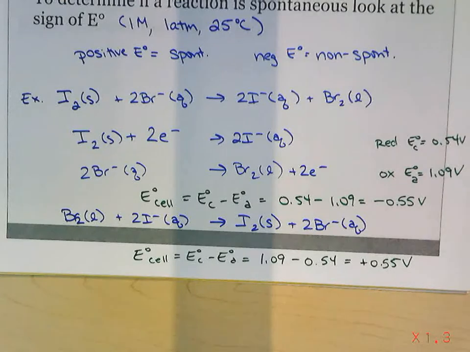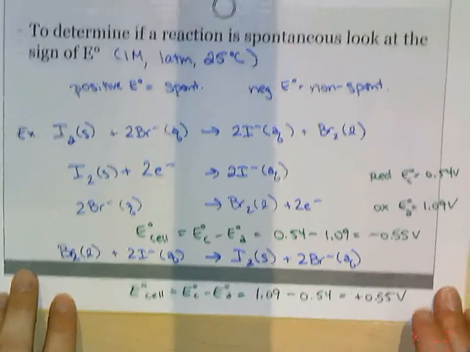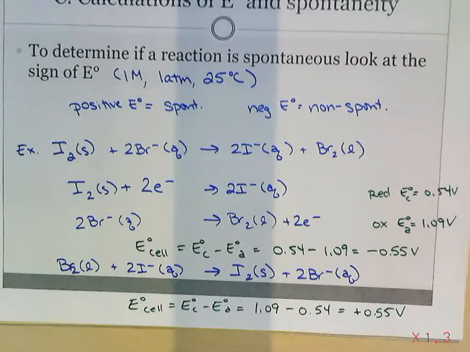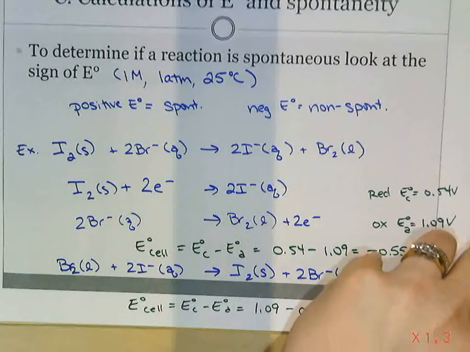All right, so now I have a spontaneous reaction, which means now we're ready to start talking about how E relates to my delta G. Right, because delta G was a measure of spontaneity in terms of joules, and here I'm measuring in volts. We can relate the two of them through this equation.